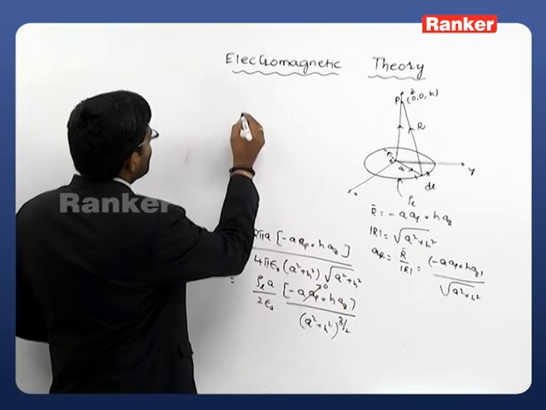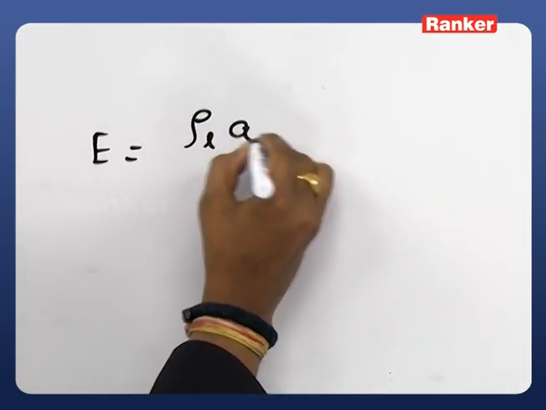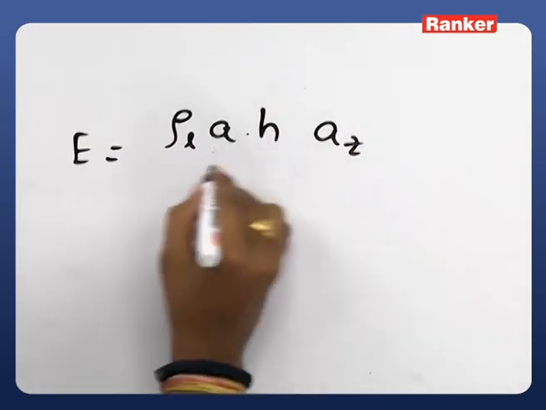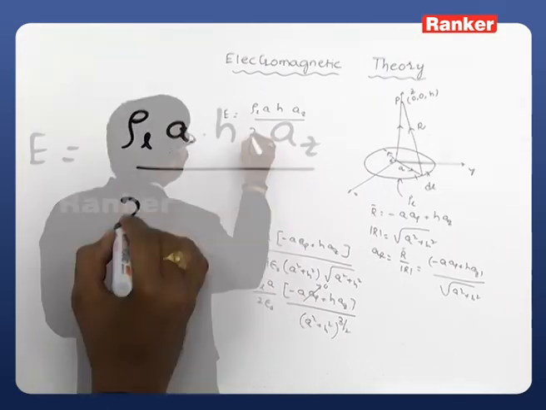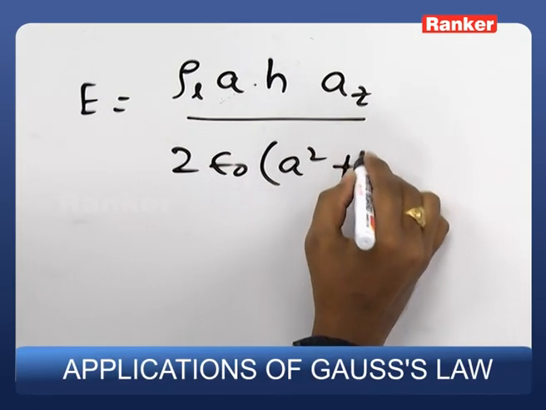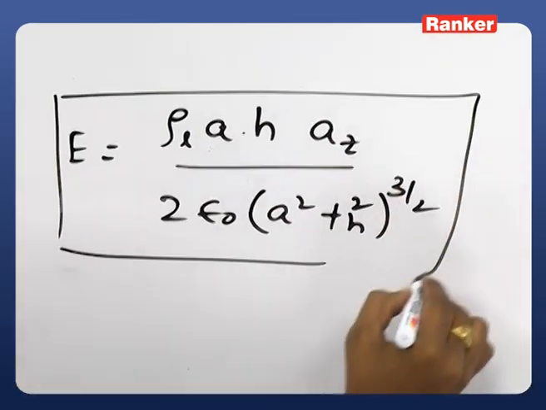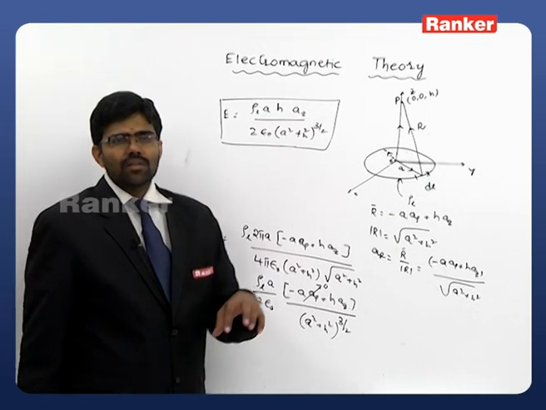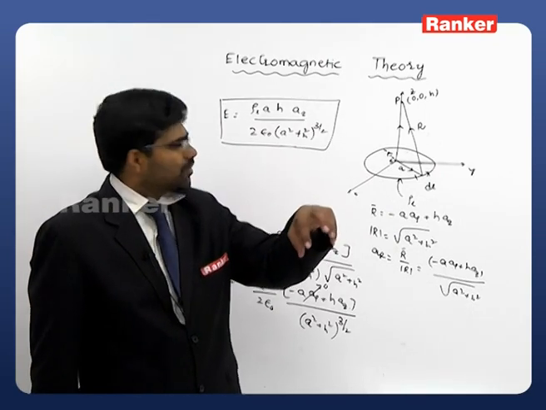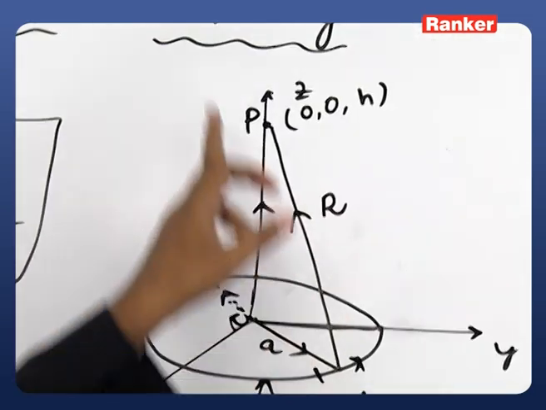So our electric field intensity equation is now E equals rho L A, and here what we have is H in the direction of Z, divided by 2 epsilon naught A square plus H square whole power 3 by 2. So this is the equation of our electric field intensity because of a symmetrically placed ring. And here, clearly observe, we are calculating the electric field intensity along the axis of this ring.